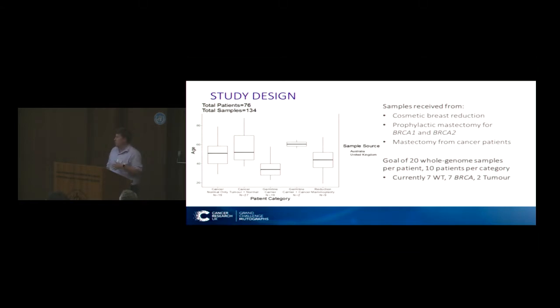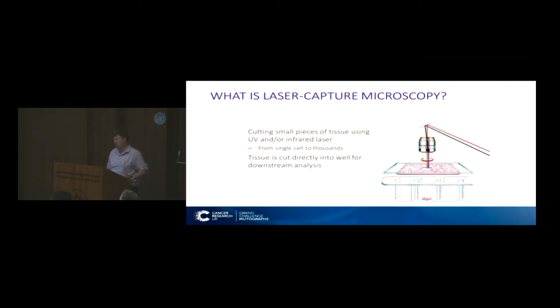The goal is to get about 20 whole genome samples per patient, 10 samples per category. We're a little over halfway there at the moment. I'll be showing about 100 samples from this. We're using a technique called laser capture microscopy, which was mentioned yesterday and just a second ago by Peter, using a laser on tissue to cut out a region.